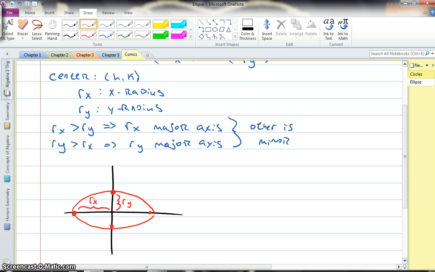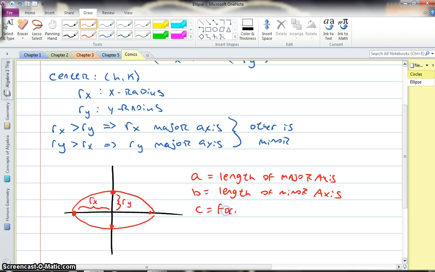So we're going to call A the length of my major axis, and B is going to be the length of my minor axis. Please make sure you're taking good notes. You're not just listening to me, because I'm going to check tomorrow. And then C is my focal radius, and how we find it is C squared is equal to A squared minus B squared.